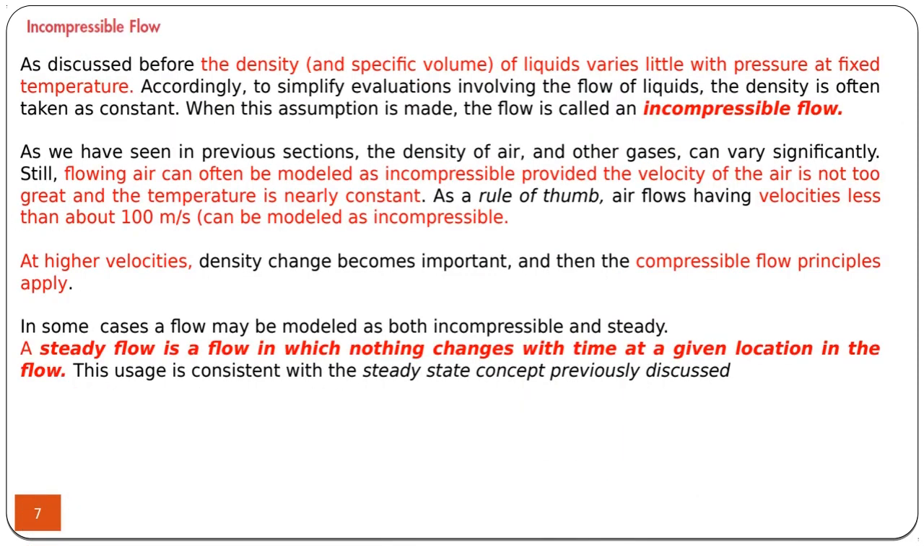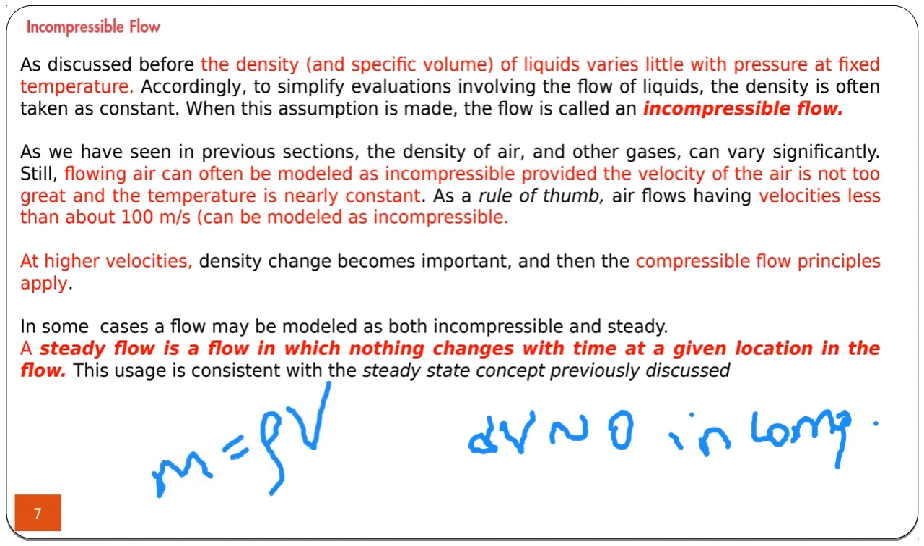Incompressible versus compressible, we have already said that if the change in volume is almost zero, we can call it incompressible. Otherwise, if it's changing its volume or density, because mass is rho times V, so if mass is constant, when volume is changing, density is also changing. Airflow can be considered to be incompressible if the velocity is less than 100 meters per second.